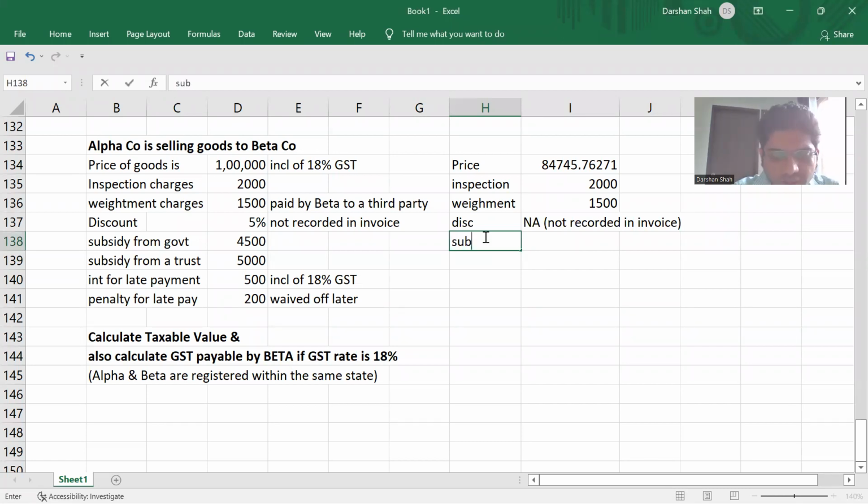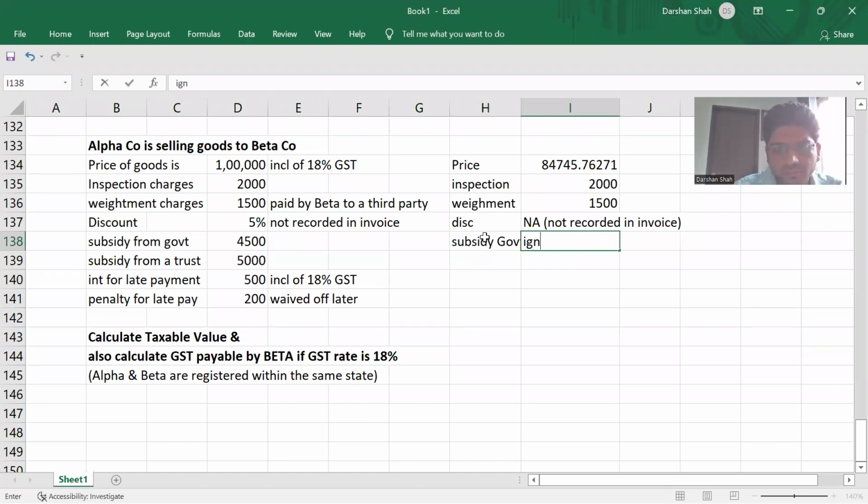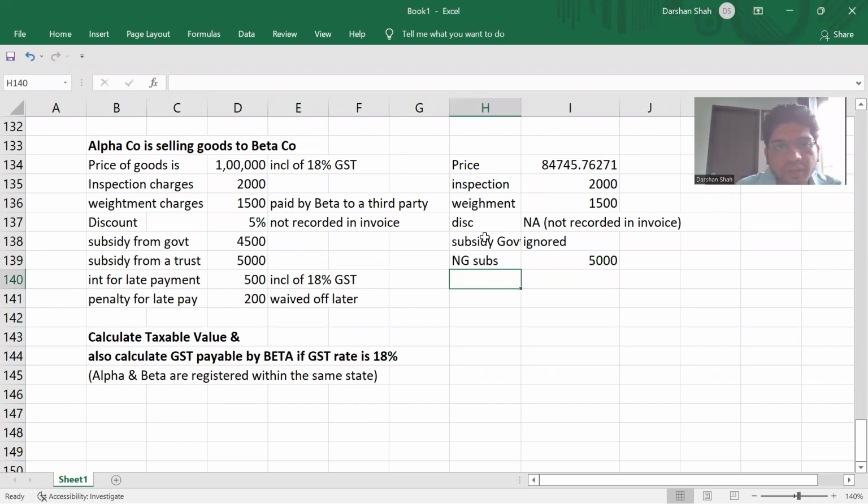Okay, next. Subsidy from government. Ignore. Government subsidy is ignored. Right? Subsidy from non-government. Added. Non-government subsidies 5,000, will add it.